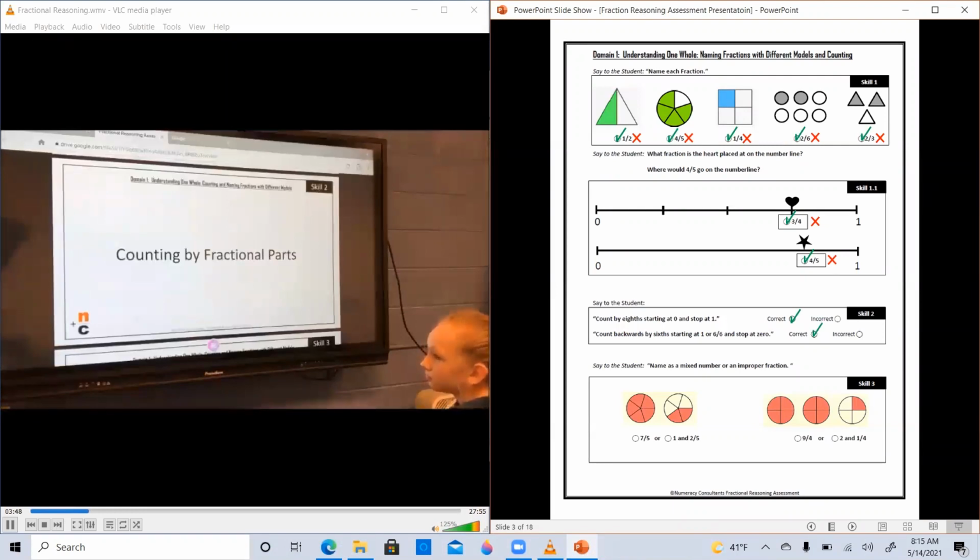So count by eighths starting at 0 and stop at 1. 0 eighths, 1 eighth. Wait. This is a really common answer, even from students who tend to be really strong at fractions or have a good concept. They're just not used to doing this. So you're going to start at 0, and you're going to count by eighths up to 1. Oh, 1 eighth. Is that it?